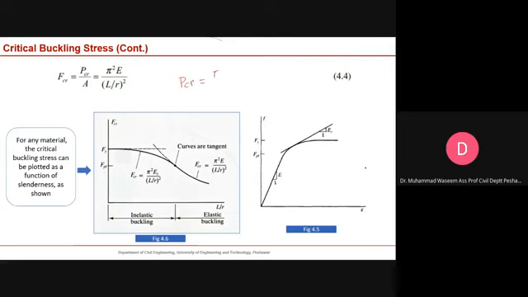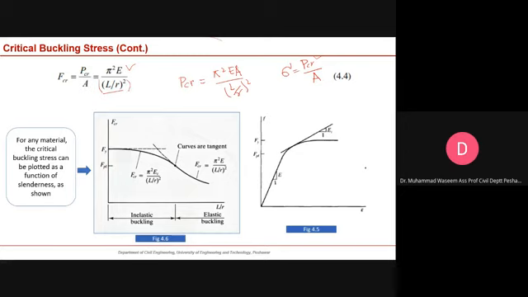And what was that Euler formula? The Euler formula was given by this formulation, and it is a function of the slenderness ratio. Now, if we divide this critical load by the area, we get the critical stress. If I want to know the critical stress in your member, we have to use this formulation, and this critical stress can be estimated by this formula, where E is the modulus of elasticity and this is the slenderness ratio.